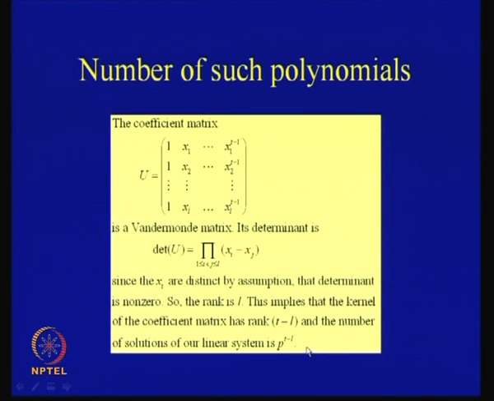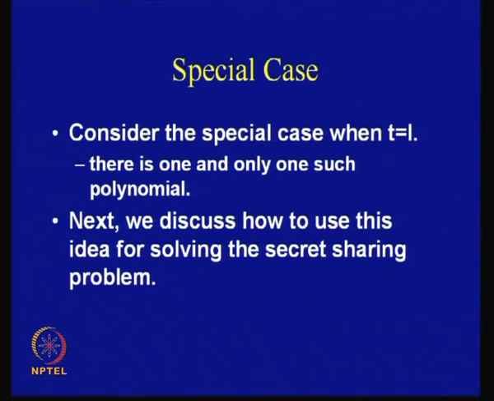So, this proves the first theorem, or the first lemma, that there are exactly p to the power of t minus L polynomials of degree less than or equal to t minus 1, which satisfy all the L relations, all the L pairs x1 y1, x2 y2 and so on till xL yL. So, consider a special case when t is equal to L: there is one and only one such polynomial for which this holds. And next we will discuss how to use this idea for solving the secret sharing problem.